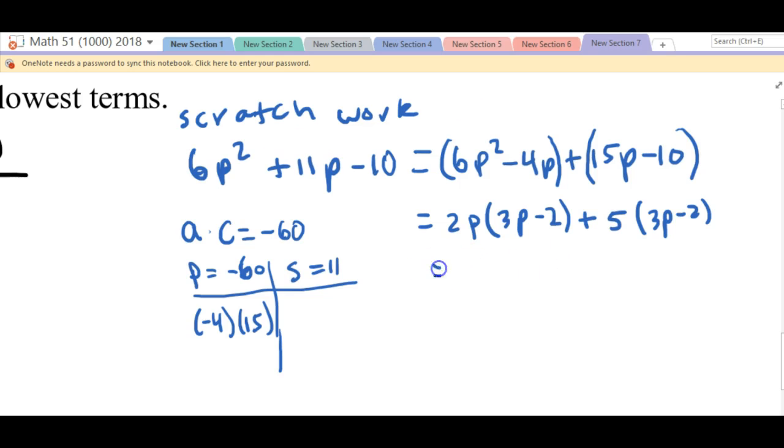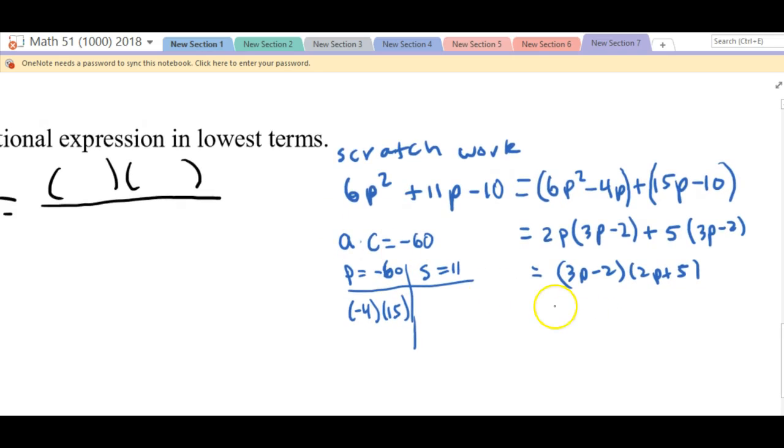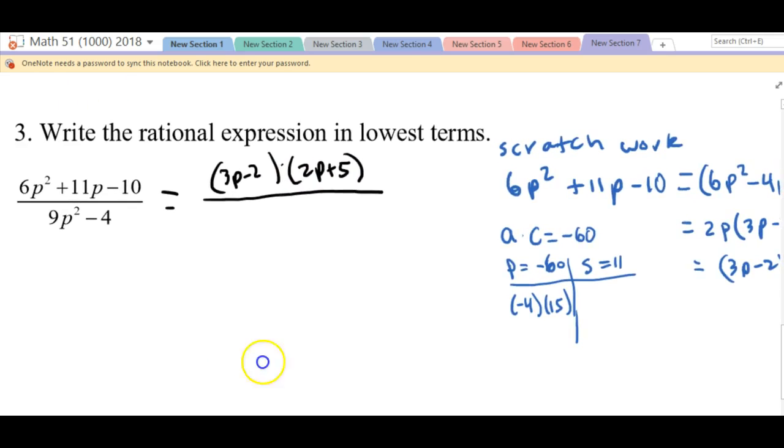And at this stage, if you already know what it's going to factor to because you can see it, then you can go right back to the work. But I'll just finish this one off. So it'll be 3p minus 2 times 2p plus 5. So once I figure out how it factors on my scratch paper, I now come back to my work and I transfer that result. I transfer this over here. So that's going to be 3p minus 2 times 2p plus 5. All right.